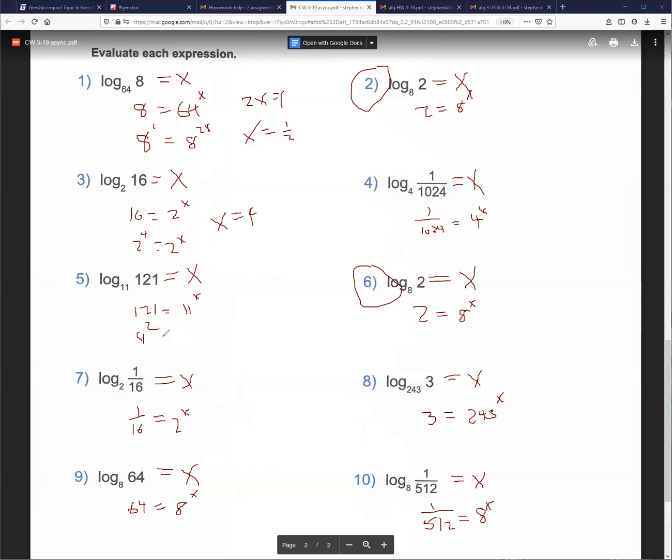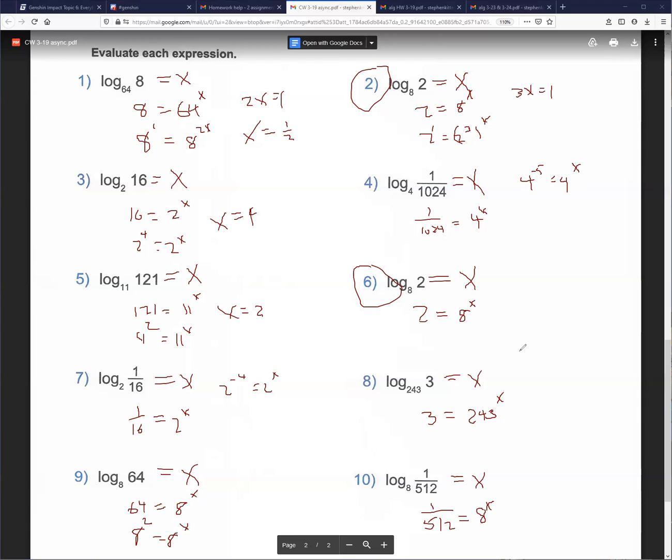This is 11 squared. I really feel like I'm just doing all the same questions all over again. 2 to the negative fourth is equal to 2 to the x, etc. 8 squared is equal to 8 to the x, so 2 equals x. 2 equals 2 cubed to the x, which means that 3x equals 1, x equals a third. 1024 again is still 4 to the negative fifth. So x is equal to negative 5.